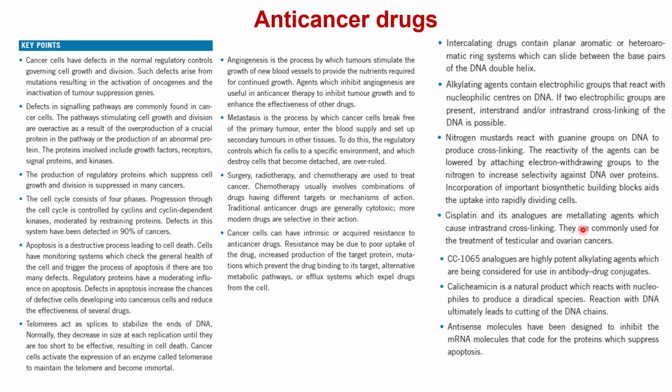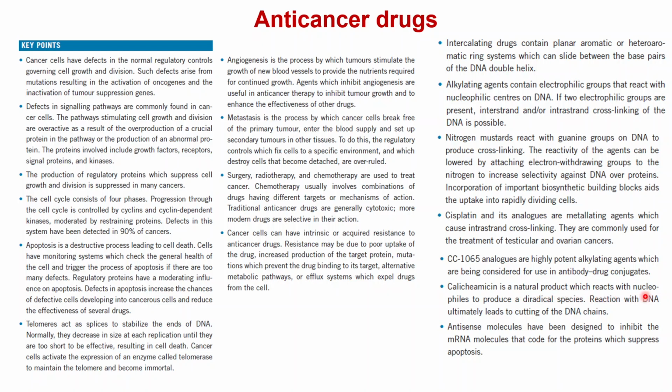Cisplatin and analogs are metallating agents which can cause intrastrand cross-linking. They are commonly used for the treatment of testicular and ovarian cancer. CC-1065 analogs are highly potent alkylating agents which are being considered for use in antibody drug conjugates.